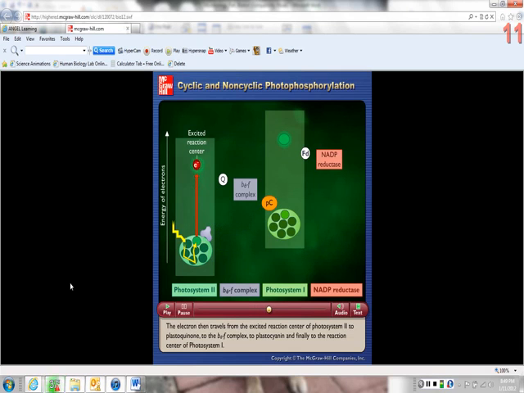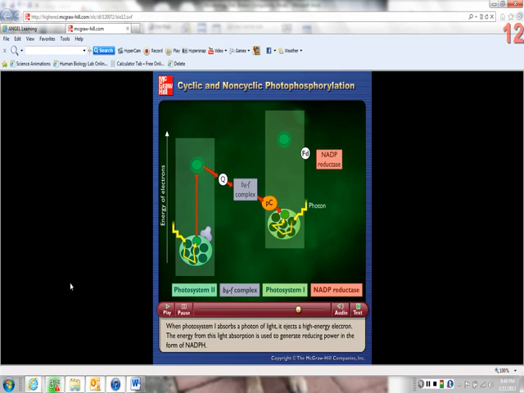The electron then travels from the excited reaction center of photosystem 2 to plastoquinone, to the B6F complex, to plastocyanin, and finally to the reaction center of photosystem 1. This electron transport system generates a proton motive force that is used to produce ATP. Since the excited electron does not return to photosystem 2, this mechanism for making ATP is called non-cyclic photophosphorylation.